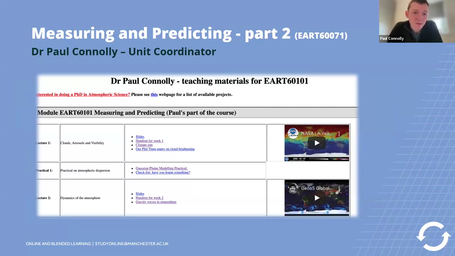Yep, so I coordinate the module Measuring and Predicting Part 2. It's also in the first semester, but it's the second part of the semester and follows on from Steve's course. This course unit focuses on using and interpreting the output from numerical models that you use in the practicals. And I really believe that learning by using the models is really powerful. It's a powerful technique for you to learn how these processes act in, say, the atmosphere or other systems.